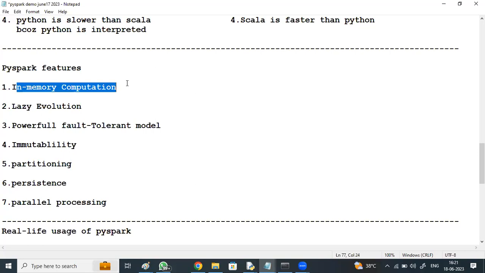Lazy evaluation means that whenever an action is performed, only then does the data flow execute. If you don't perform any action, the data flow won't execute. Wherever required, you will perform the action.